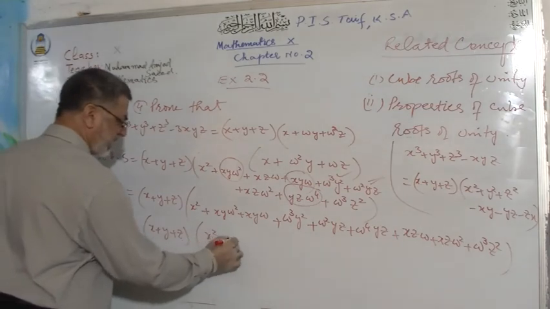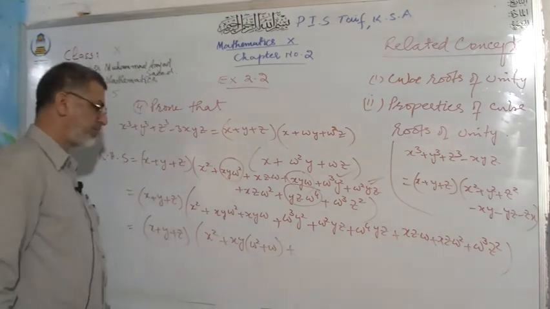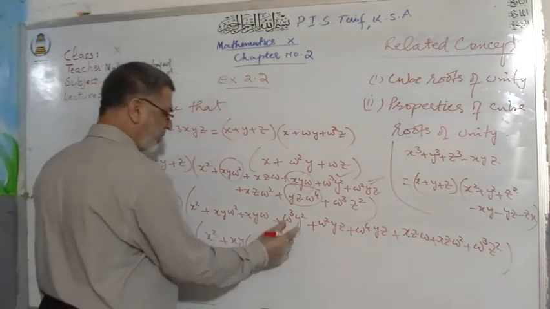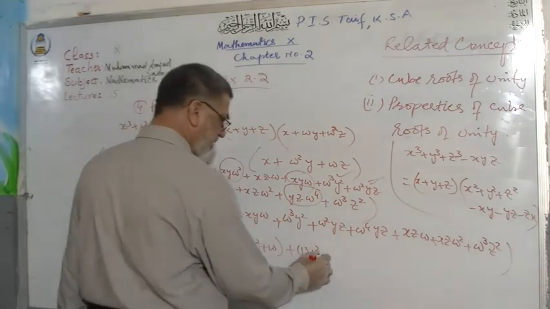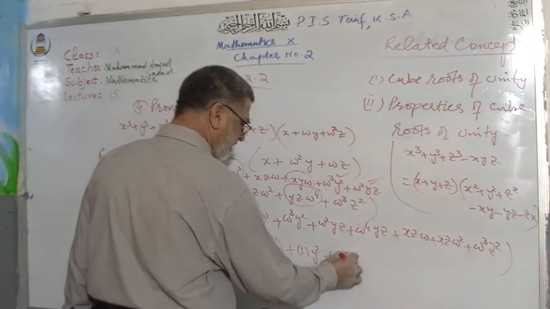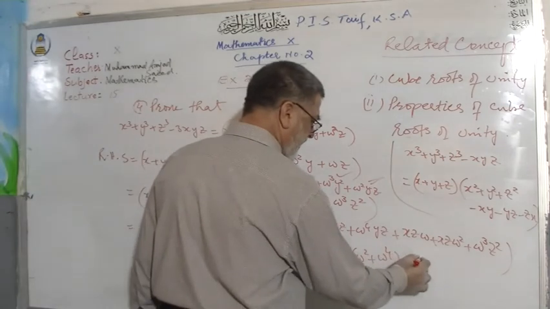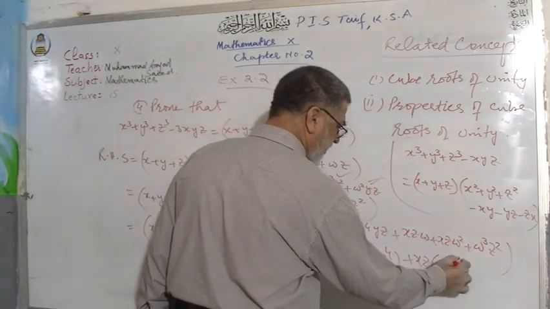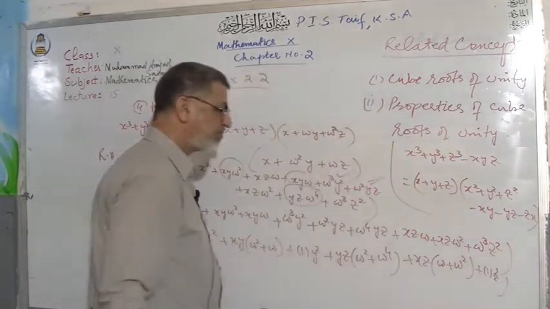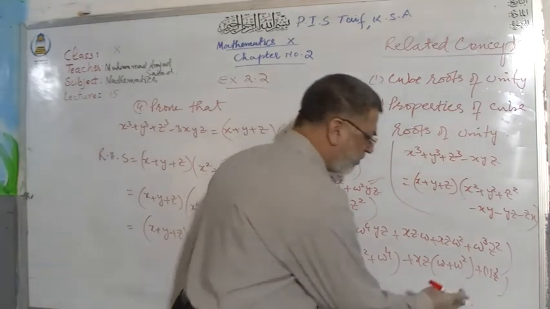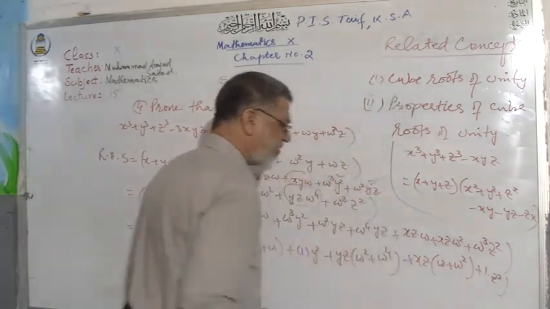x square plus xy common omega square plus omega. You know that what about the value of omega cube? Omega cube value is 1. Then yz common omega square plus omega 4. Then xz common omega plus omega square. Omega cube is 1, then z square. Remember that this is omega cube. Omega cube is 1 and this is z square.